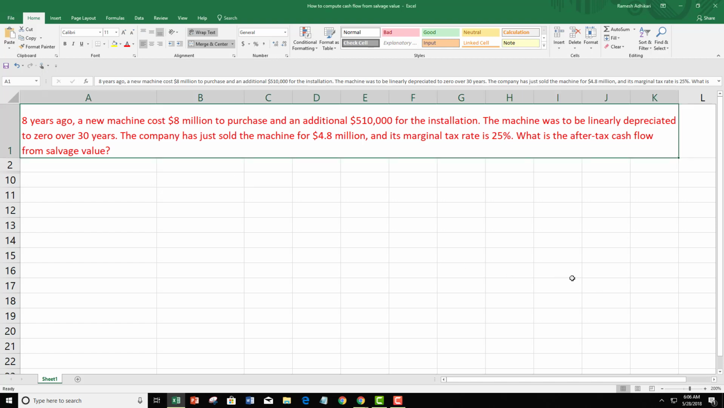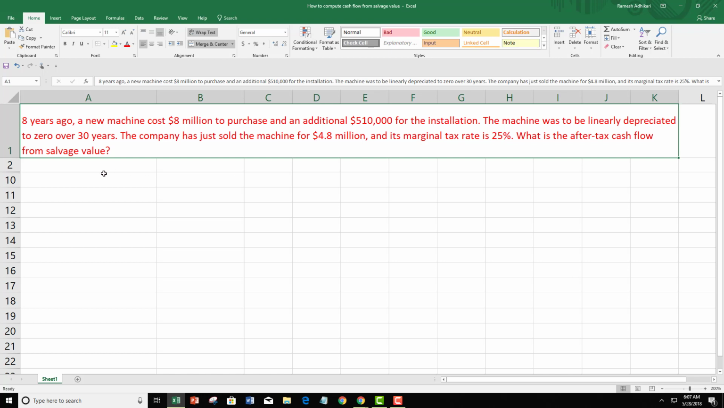Let's see another example. In this example, 8 years ago, a new machine that cost 8 million was purchased, and an additional 510,000 was required for installation. The machine was to be linearly depreciated to zero over 30 years. That means the method of depreciation is straight line method, and the company had just sold the machine for 4.8 million, and its marginal tax rate is 25%. Given all this information, what is the after-tax cash flow from salvage value?